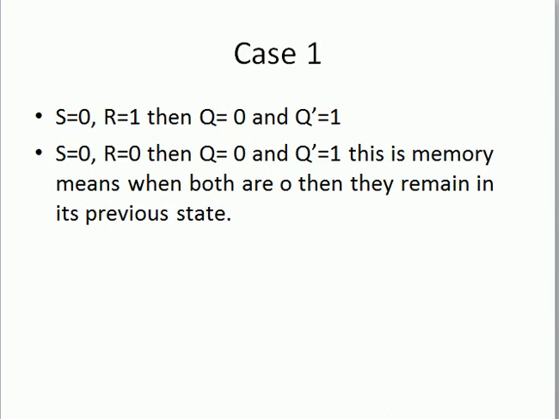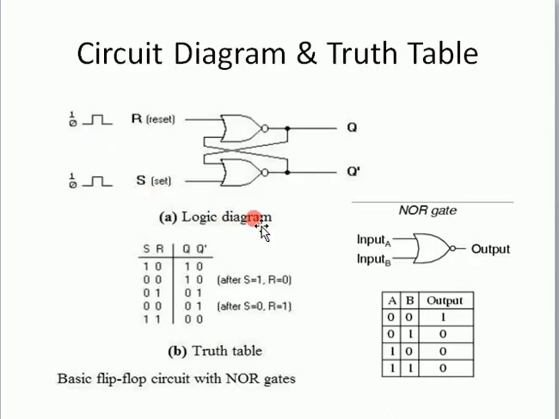So remember one thing, as this is a sequential circuit, when we have the input R is equal to 1 and S is equal to 0, then we get the answer Q is equal to 0 and Q complement is equal to 1. This must be stored because we have to use it further. So this will be stored in a memory element.